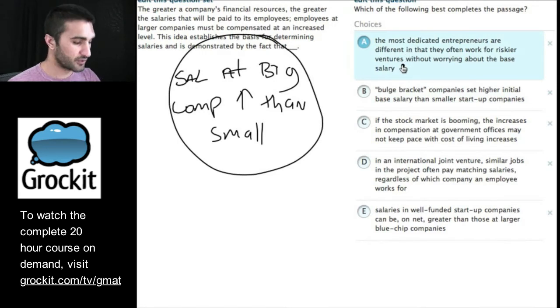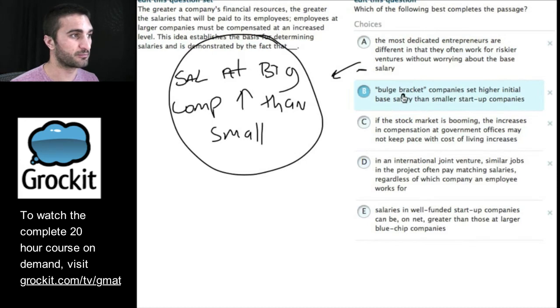Okay? So A, the most dedicated entrepreneurs are different in that they often work for riskier ventures without worrying about the base salary. I don't think this demonstrates this point, but let's just hold on to it. It was the first answer. B, bulge bracket companies set higher initial base salary than smaller startup companies. So this seems like a demonstration of this point.